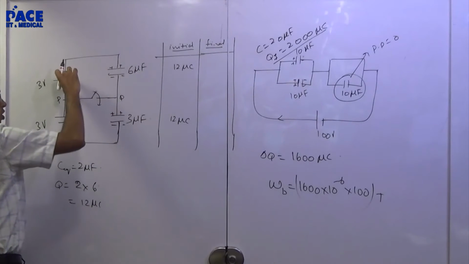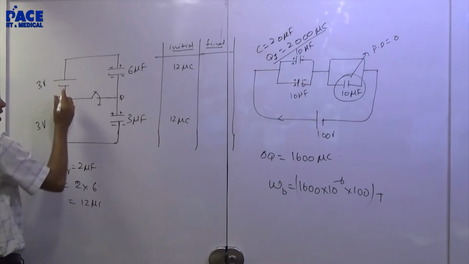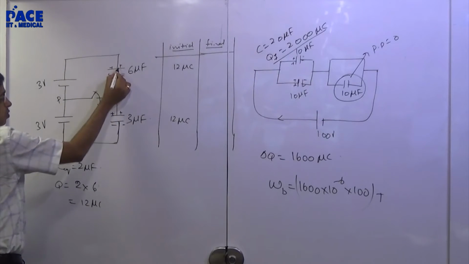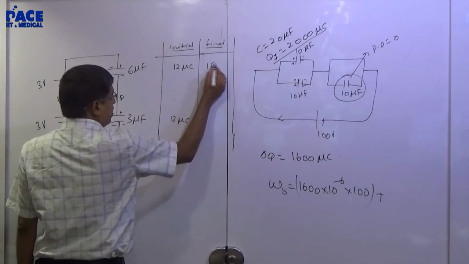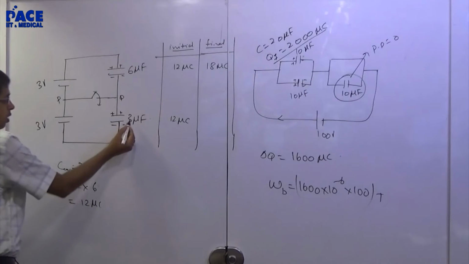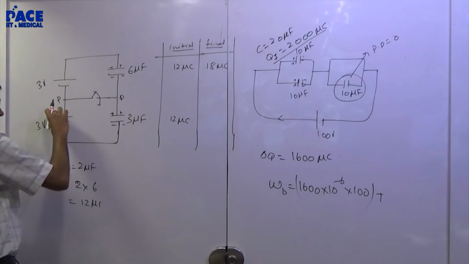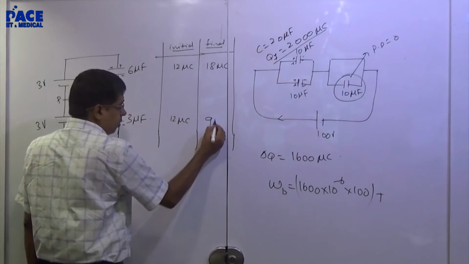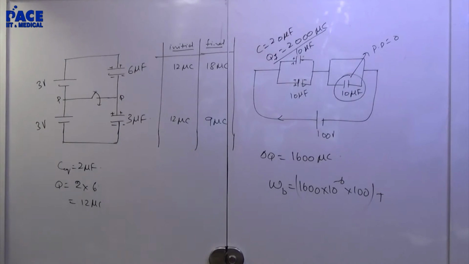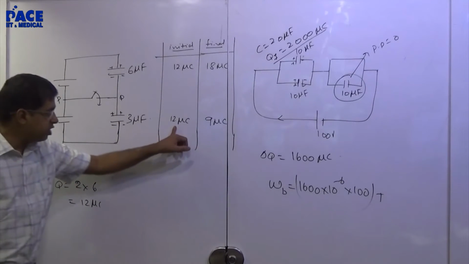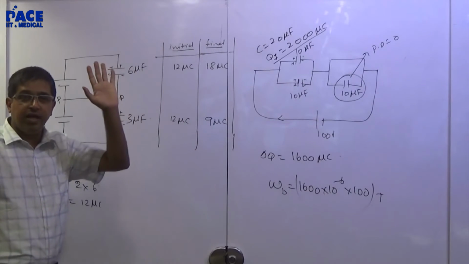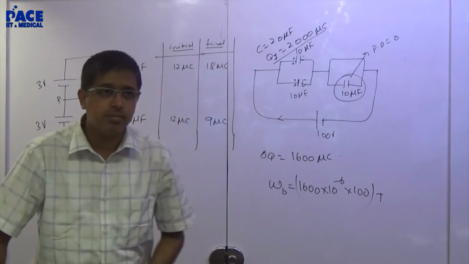Now that the switch is closed, observe this. The potential difference across this will be the potential difference of the battery, 3 volts. So this will be 18 microcoulombs. And here the potential difference across this will be 3, so this will be 9 microcoulombs. This is the initial, this is the final. Till here everybody clear about it?